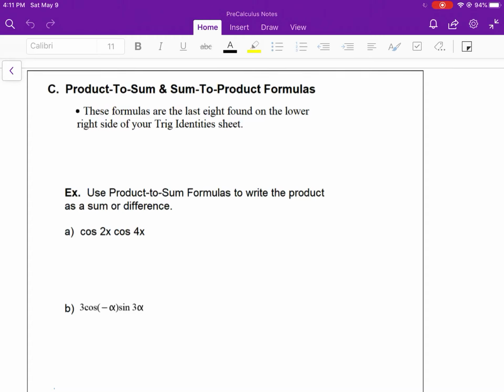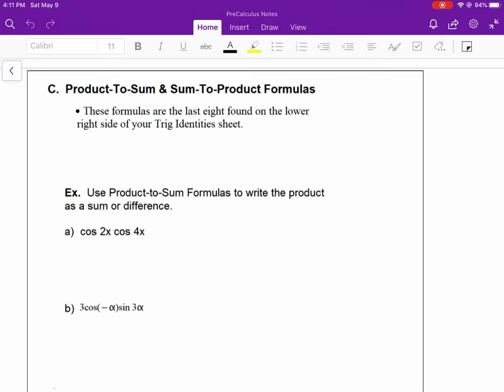Well, pre-calc, we are at the end of what we're going to cover this semester, so we're going to finish it out with the last part of 5.5. If you pull out your trig identity sheet, we're going to be working on the product to sum and sum to product formulas. And it says right here that these formulas are the last 8 found on the lower right side of your identity sheet.